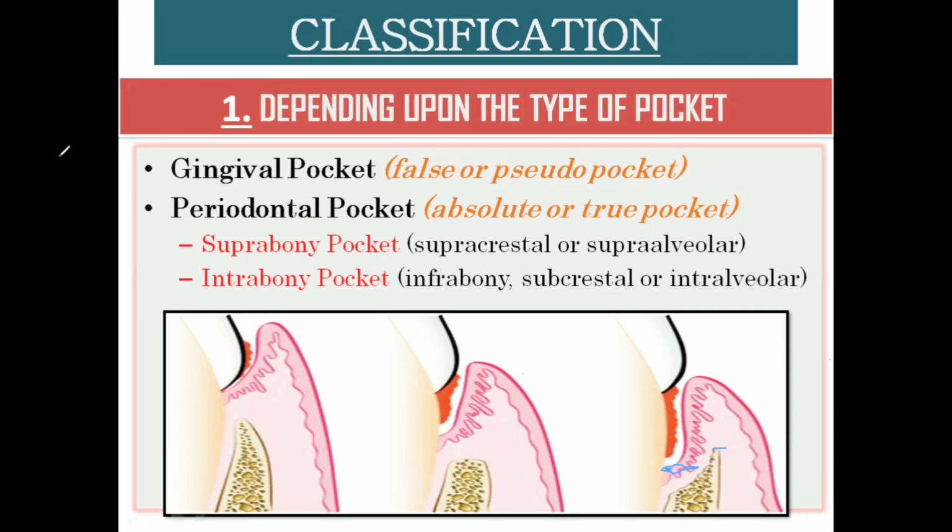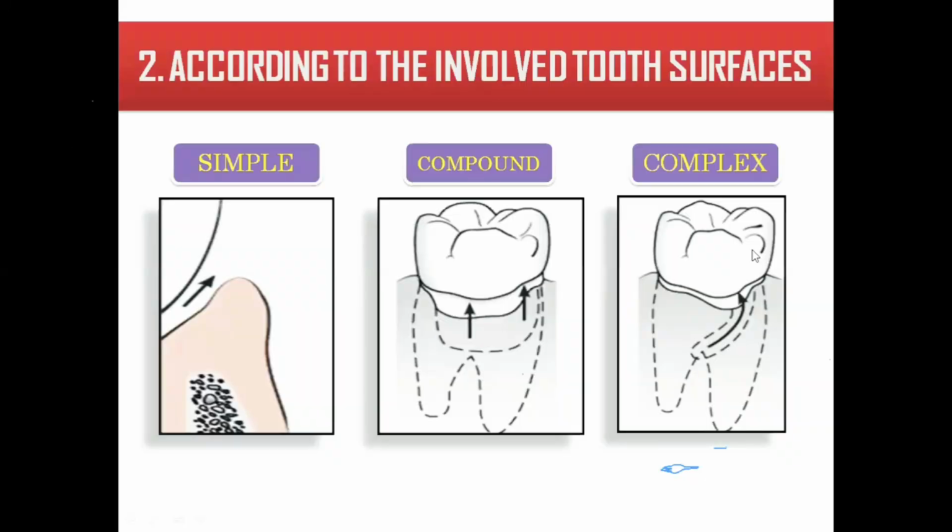Now, coming to the next classification, that is based on the number of tooth surfaces involved. I hope this was very clear. Pockets can be classified into simple, compound, and complex. Now, look at this picture. This is a simple pocket. We call it a simple pocket when only one tooth surface is involved. Done. And the base of the pocket is in direct contact with the outer environment.